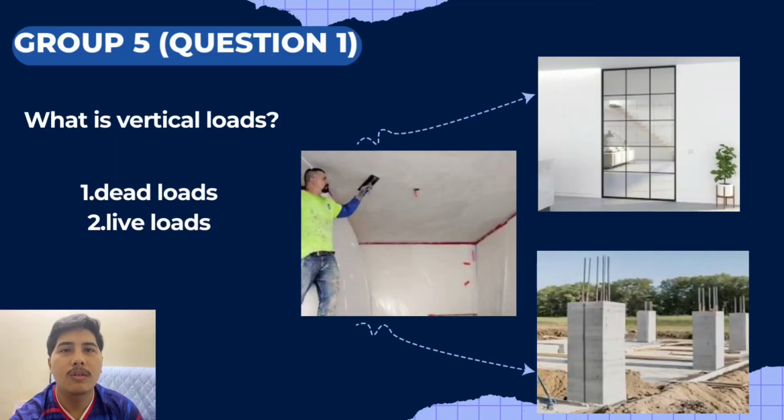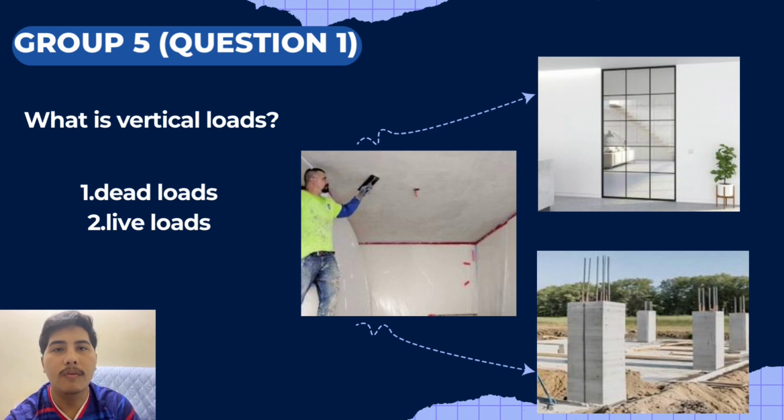Vertical loads, also known as gravity loads, are forces that act downward on the structure and to the ground. They are primarily caused by the weight of the structure itself and any objects it supports. There are two types of vertical loads. The first is dead loads. Dead loads are permanent and constant loads.